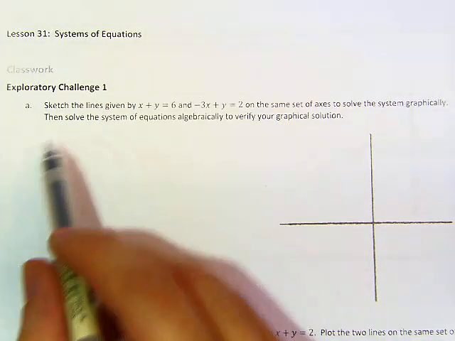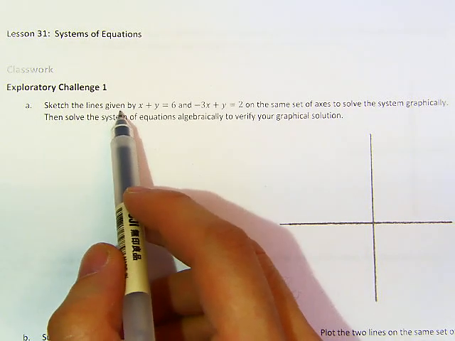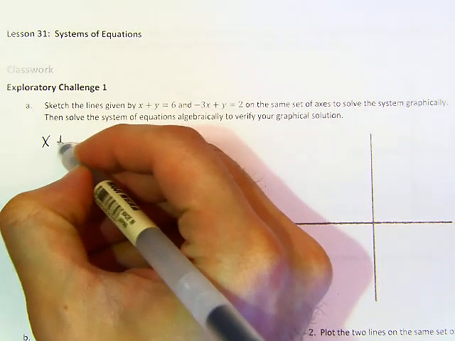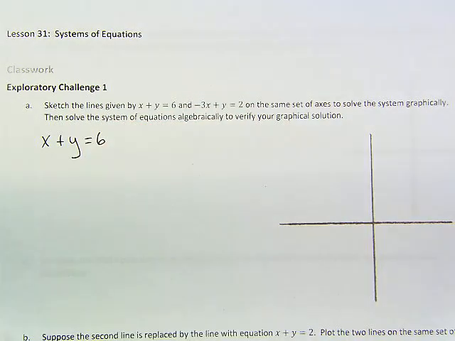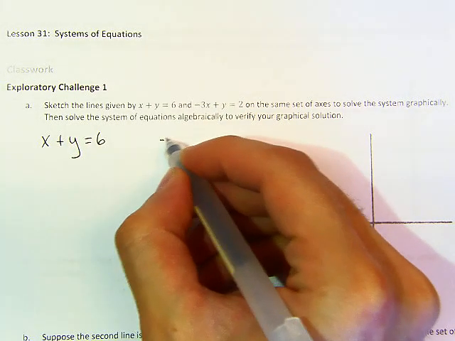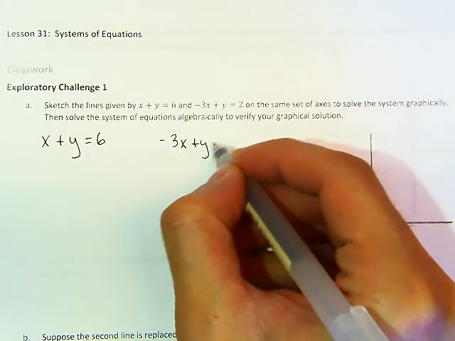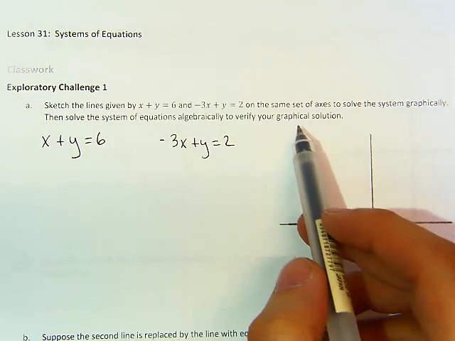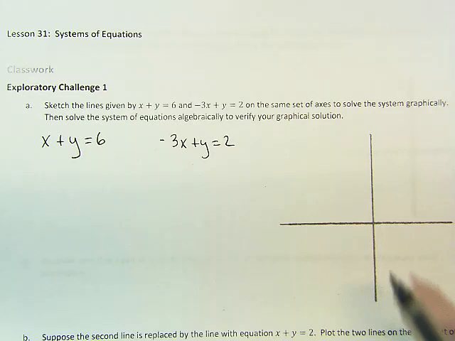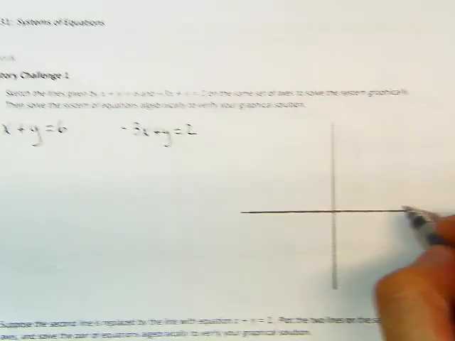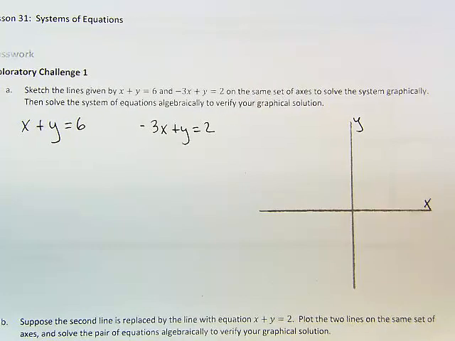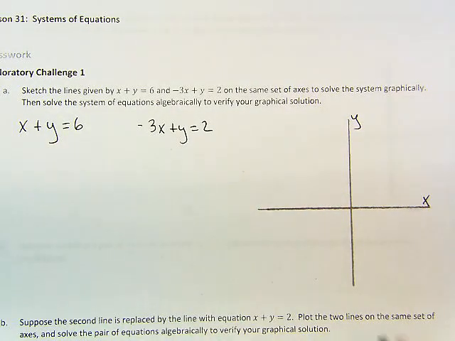So, let's say it says sketch the lines given by x plus y equals 6. So x plus y equals 6. Okay, remember, this is a line. And here we have the other line, negative 3x plus y equals 2. And now what the question is saying, it says sketch the line. So if this is our coordinate axis, right? This is our x-axis over here. This is our y-axis over here. How can we graph these two equations?